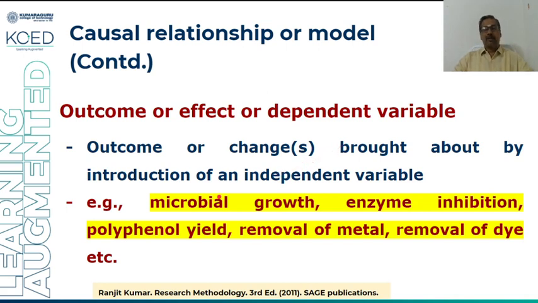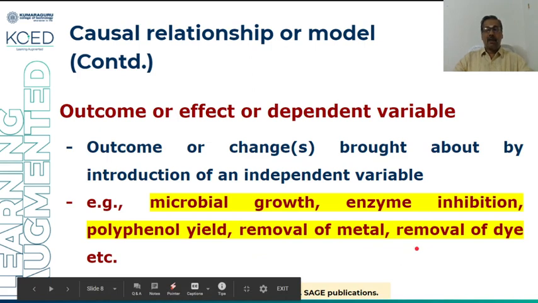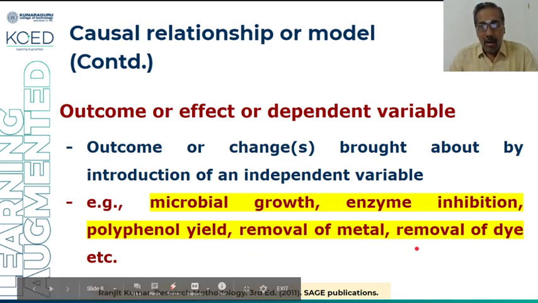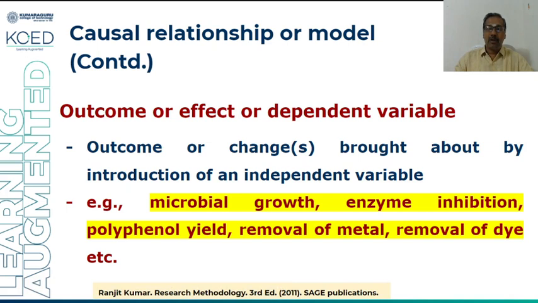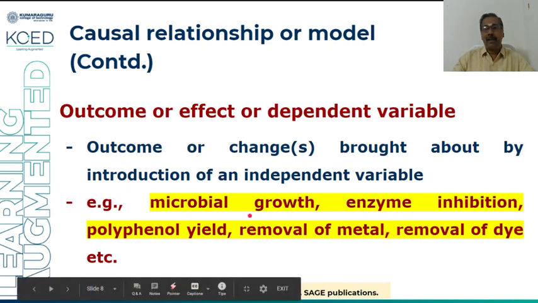So microbial growth is an outcome, a response you are looking for. Enzyme inhibition, yield of polyphenol, yield of oligosaccharide from seaweeds, removal of metal, removal of dye. These are all classical biological examples of a dependent variable, examples of responses you are looking for, or examples of an outcome. So please remember, these are all dimensionless.